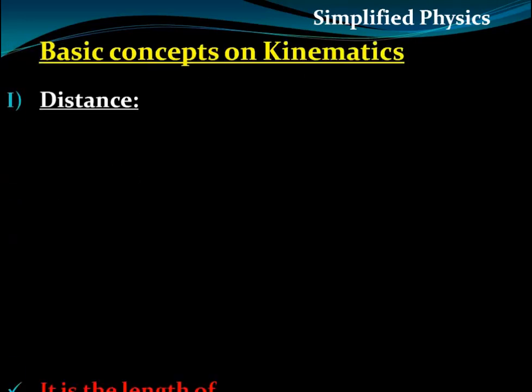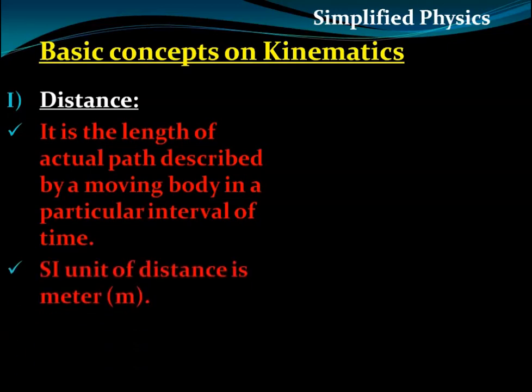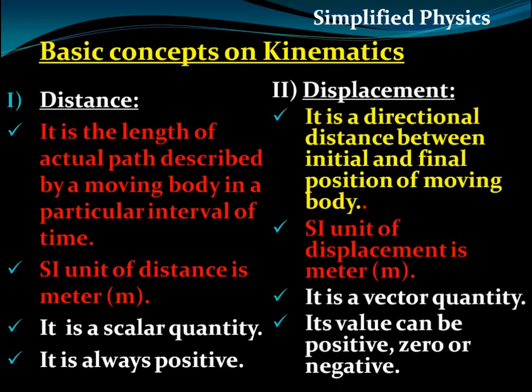Let's begin the basic concepts of kinematics. The very basic term, distance. What is distance? Distance is simply the actual path described by the body in a particular interval of time. Simply, distance is the actual path covered by the moving body. The SI unit is meter, and it is a scalar quantity, and it is always positive.